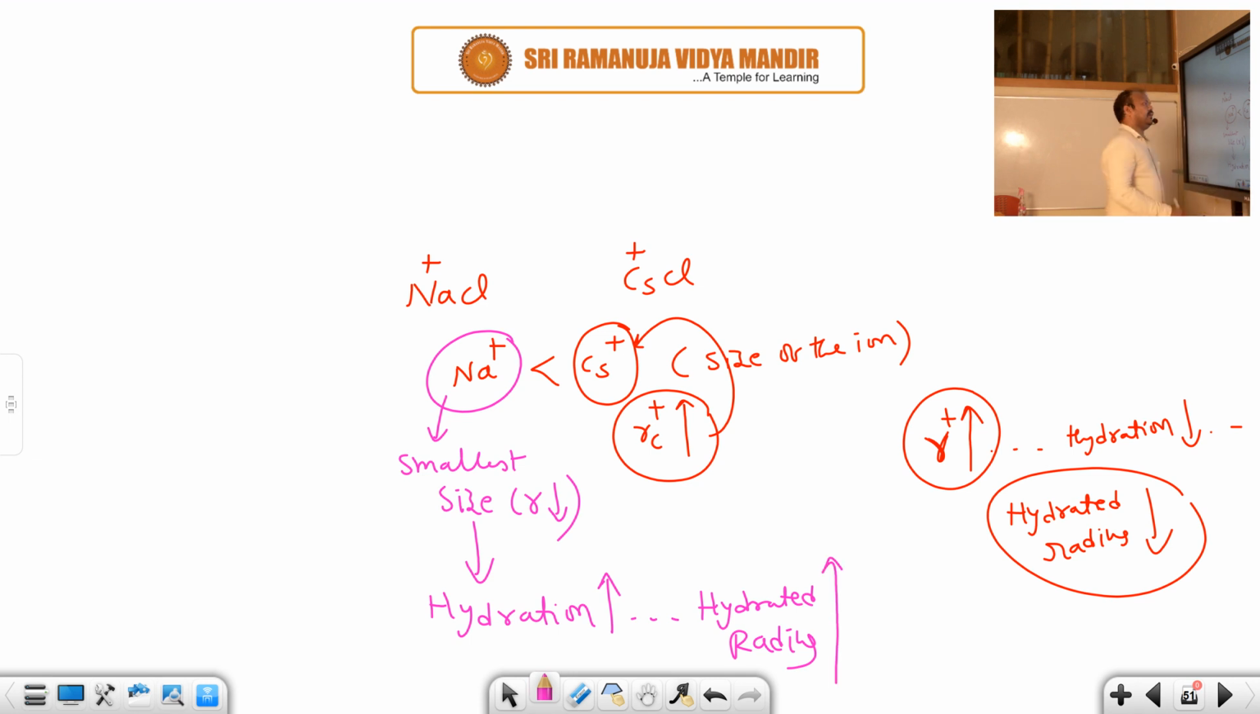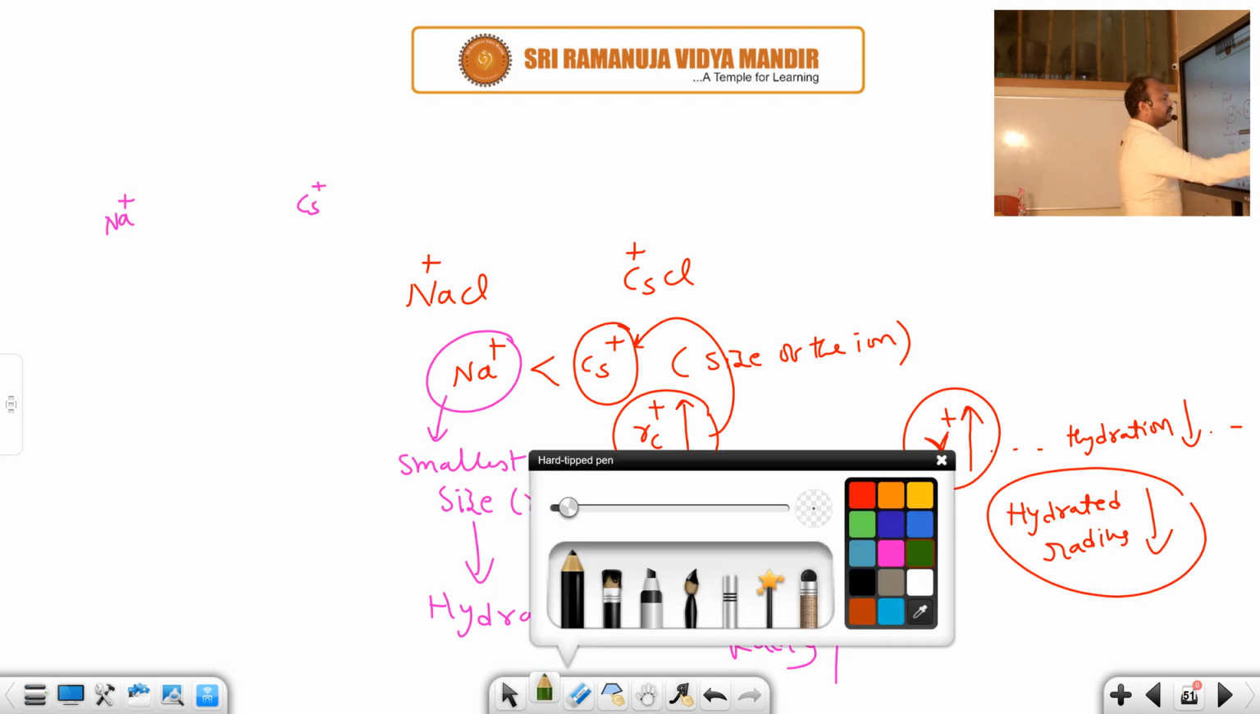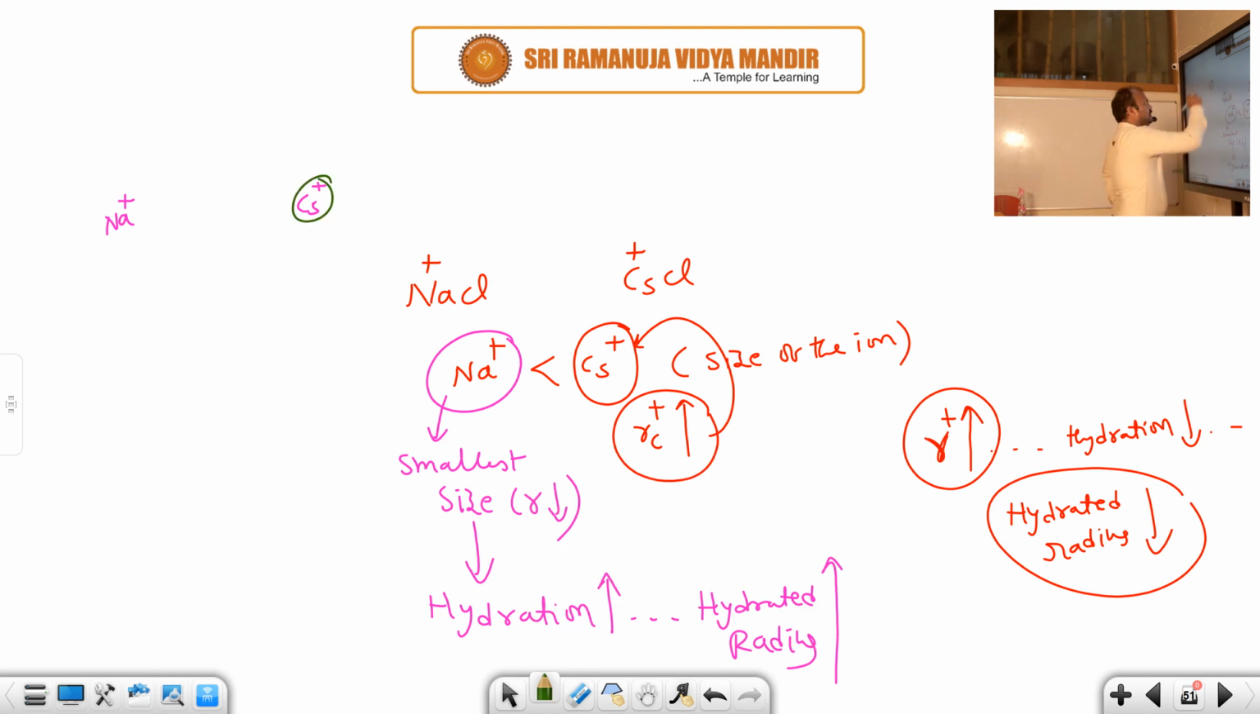So for your sake I draw the diagram here. This is Na plus, this is Cs plus. Cs plus is a large cation, that's why hydration is less. That means it is surrounded by fewer water molecules, like this. Less number of water molecules.